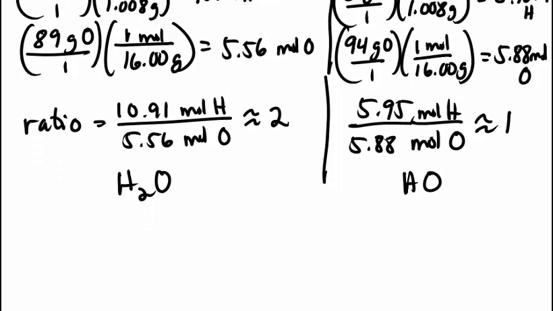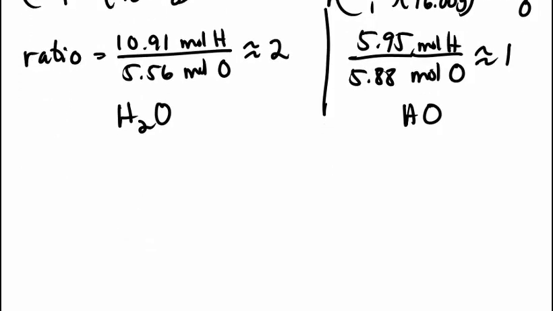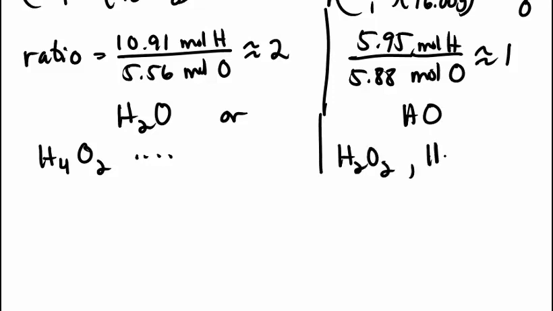We can also talk about possible molecular formulas. Now H2O is a compound we know, but if that were not it, it could be H4O2, etc. HO could be any ratio with 1 to 1. So H2O2, H3O3, etc. are all possible molecular formulas.